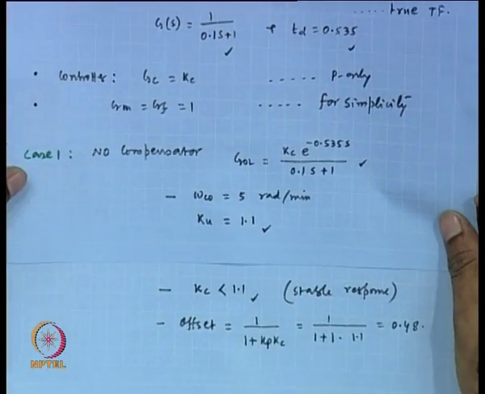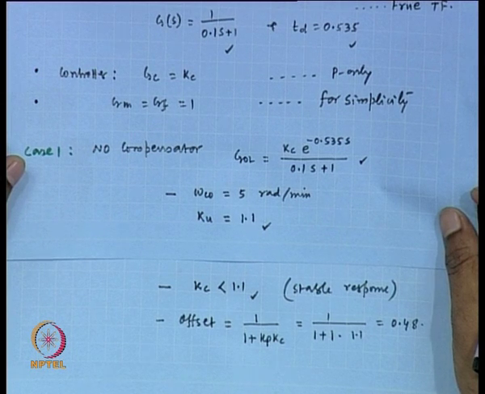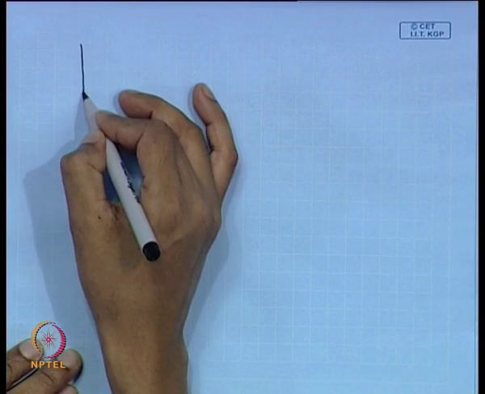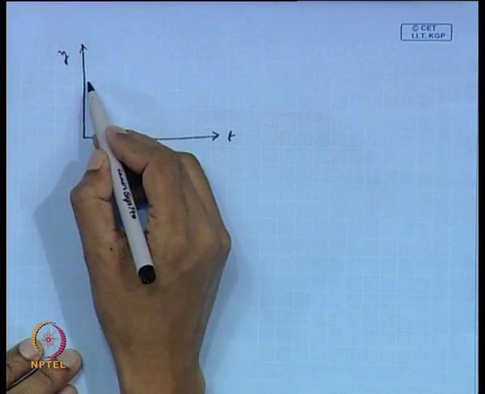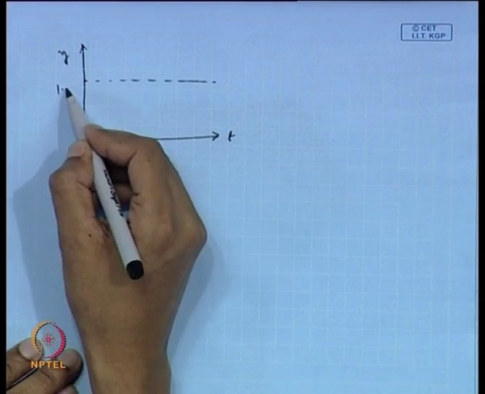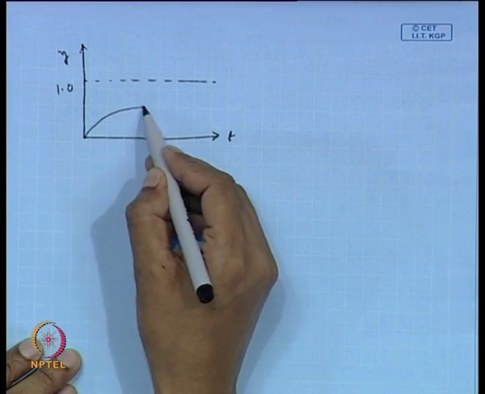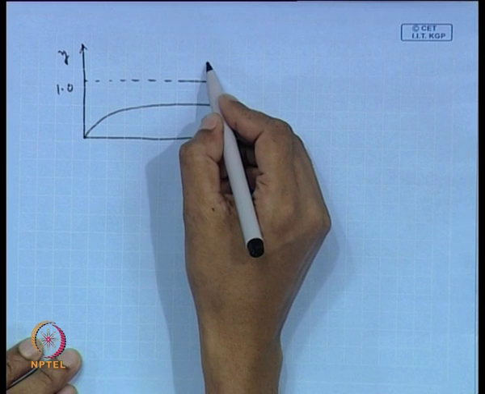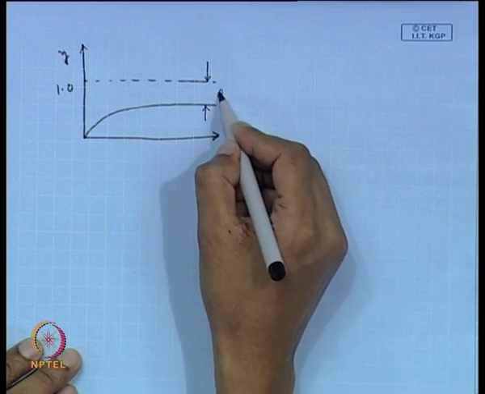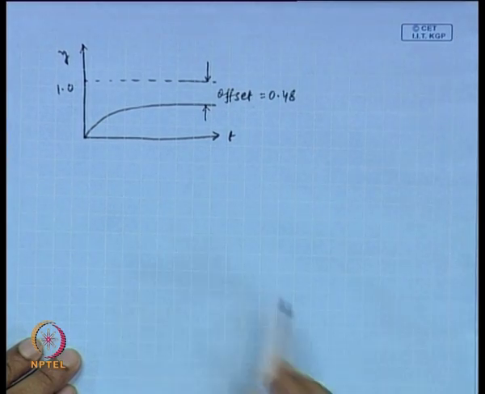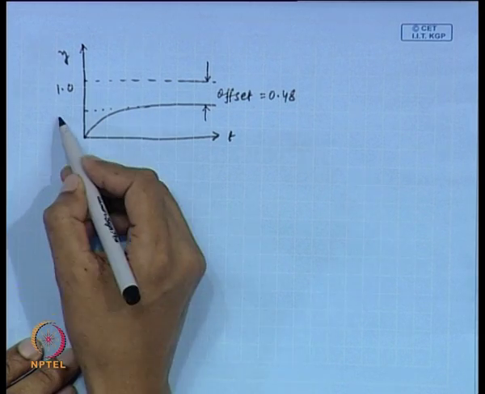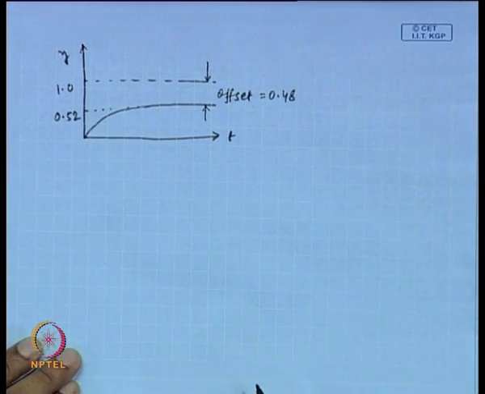If we consider the maximum value of Kc, that is 1.1, then we obtain the offset 0.48. Say this is time, this is y, this is suppose 1. So, this is the offset, which is equal to 0.48. That means the corresponding value is 0.52.